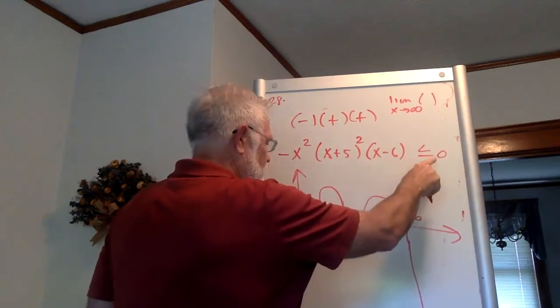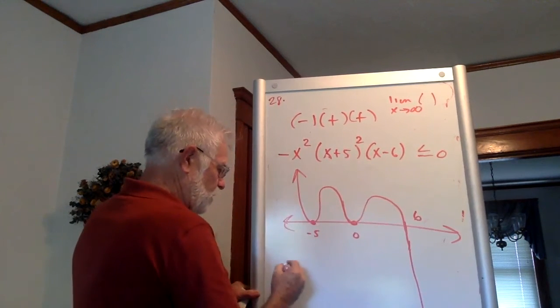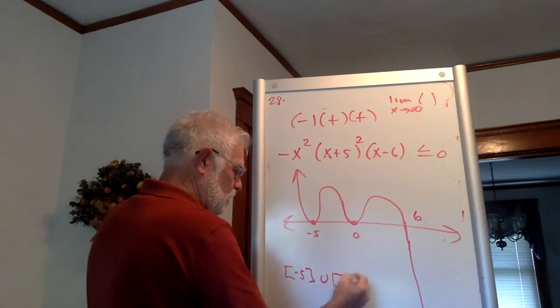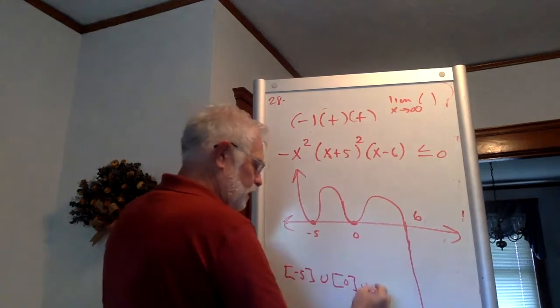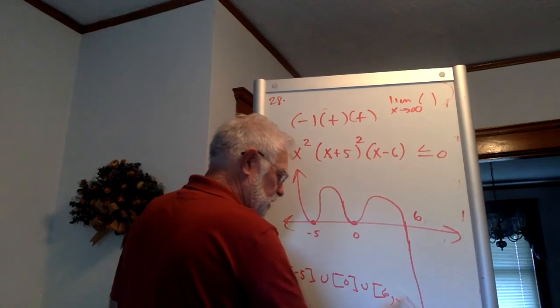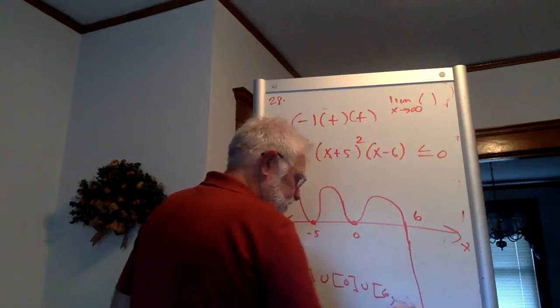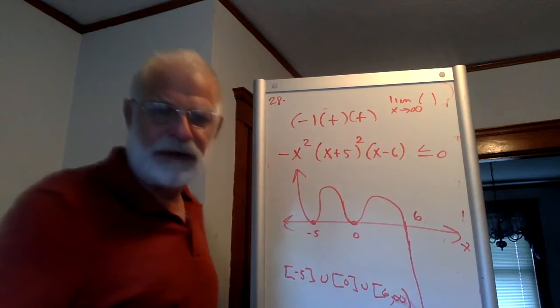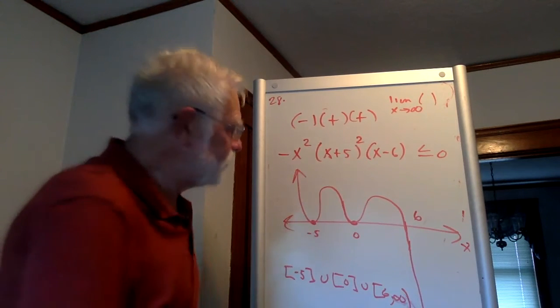What am I, less than or equal to 0? I'm equal to 0 at negative 5, also at 0, also from 6 to, excuse me, no, 6 on x values, 6 to infinity, and you can't bracket infinity. It's not bounded. That's that problem.